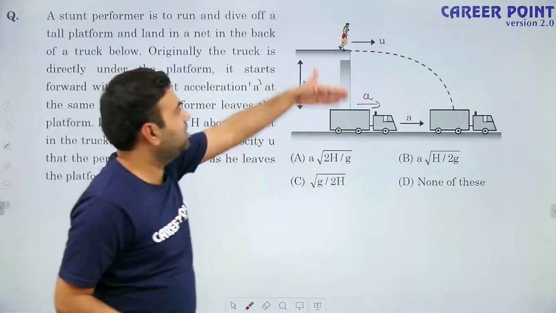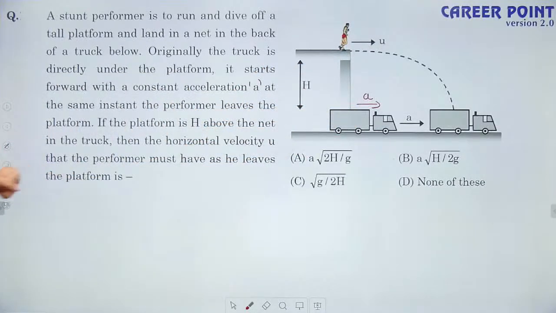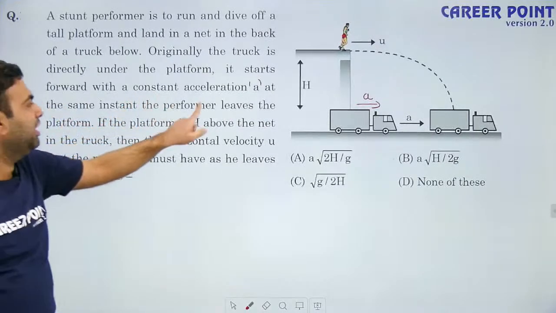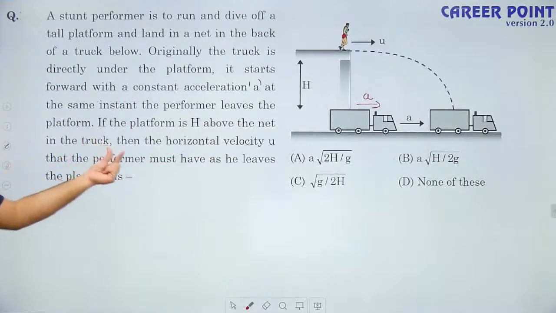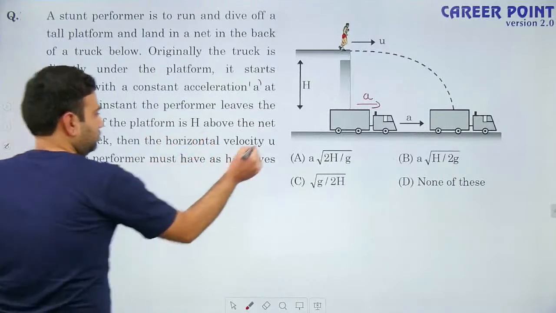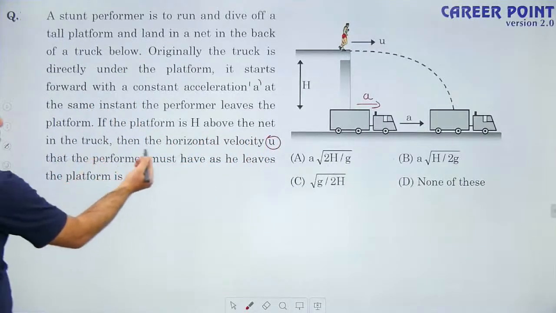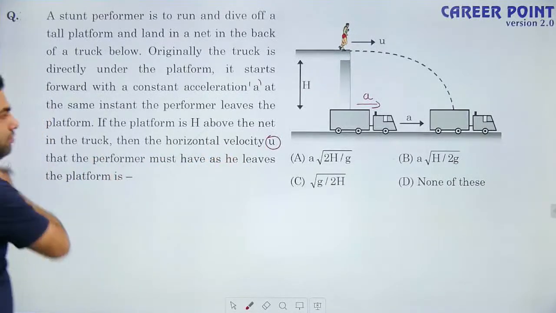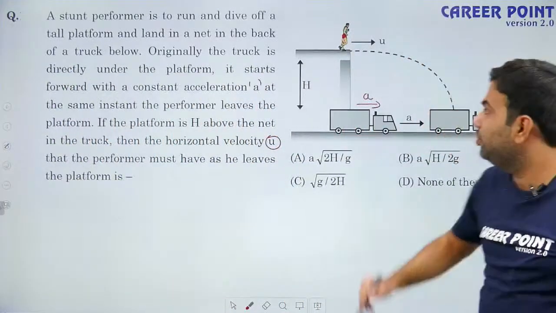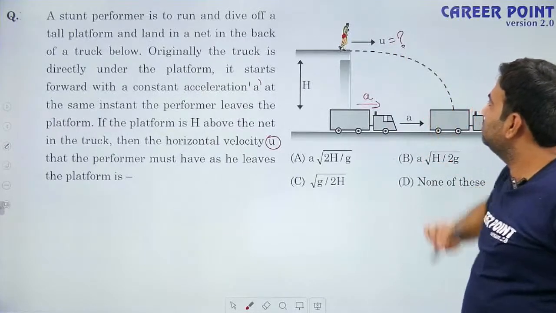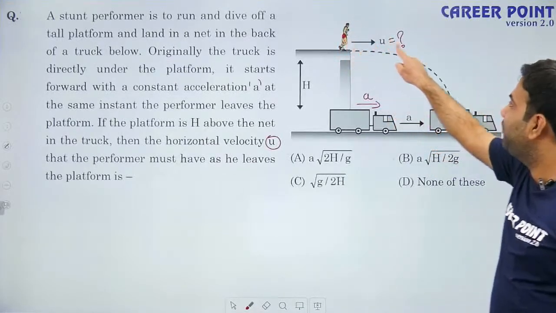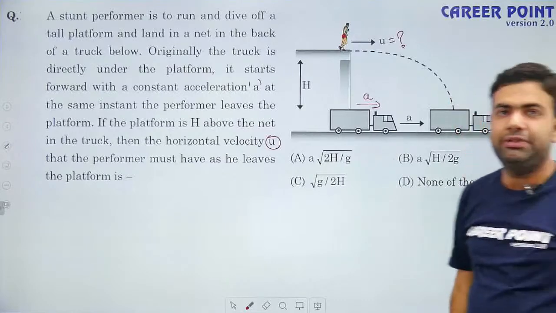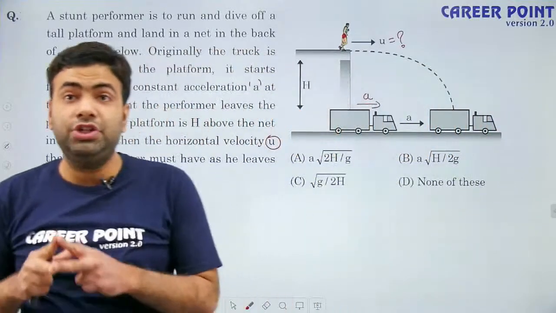When the truck is just under the platform, at the same instant the performer leaves the platform. If the performer is h height above the net in the truck, then the horizontal velocity u that the performer must have as he leaves the platform is? What you have to calculate is this velocity v. What should be the velocity of this person so that he can fall on the net inside this truck safely? So think what we should do. Think.